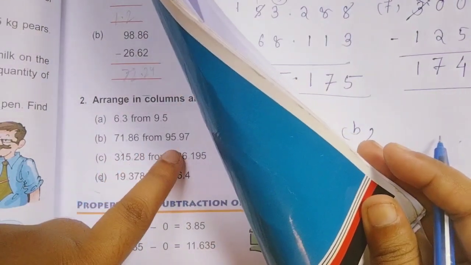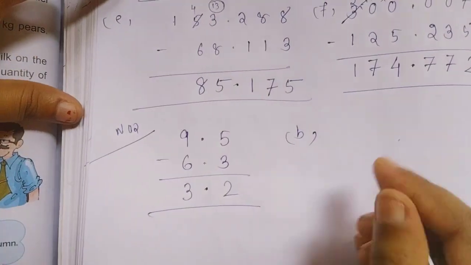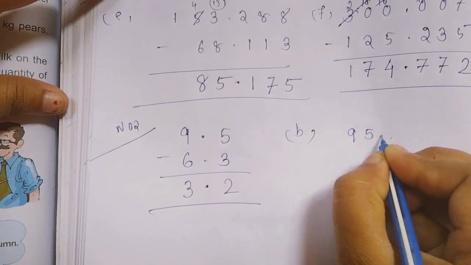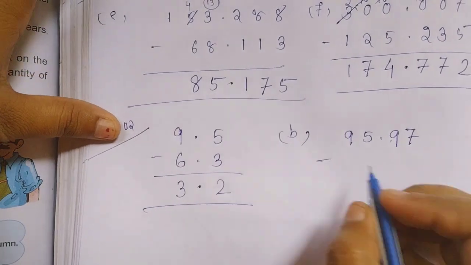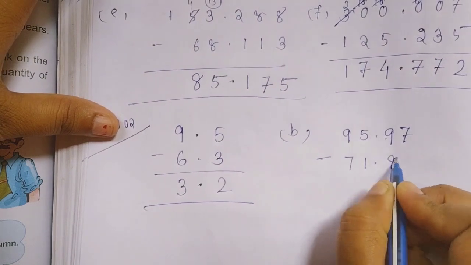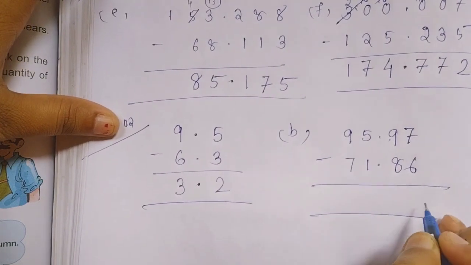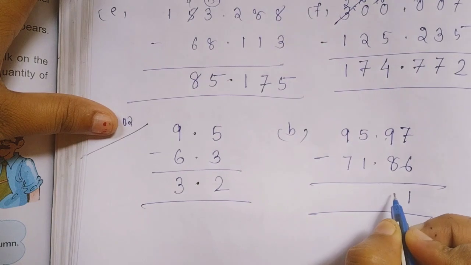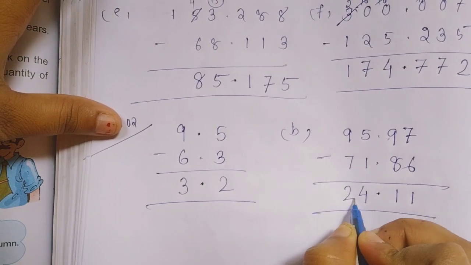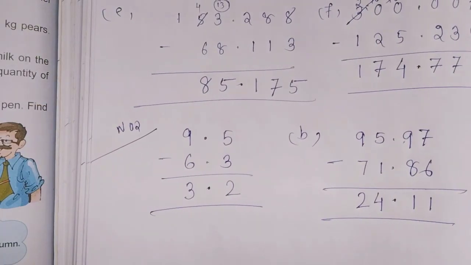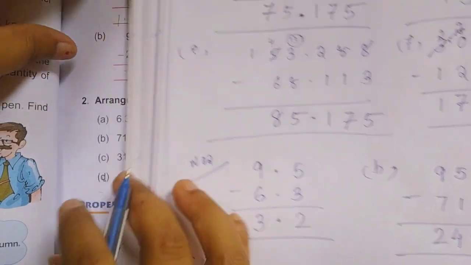Then next, 71.86 from 95.97. So first we write 95.97 minus 71.86. Then we subtract this. 7 minus 6 is 1. 9 minus 8 is 1. Then we put the decimal. Then 5 minus 1 is 4. 9 minus 7 is 2. 24.11.